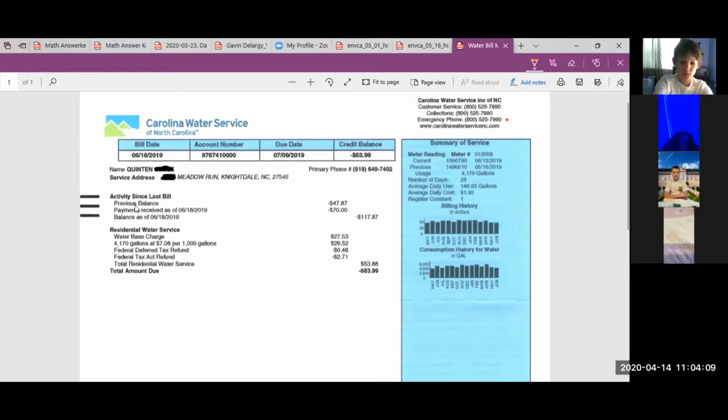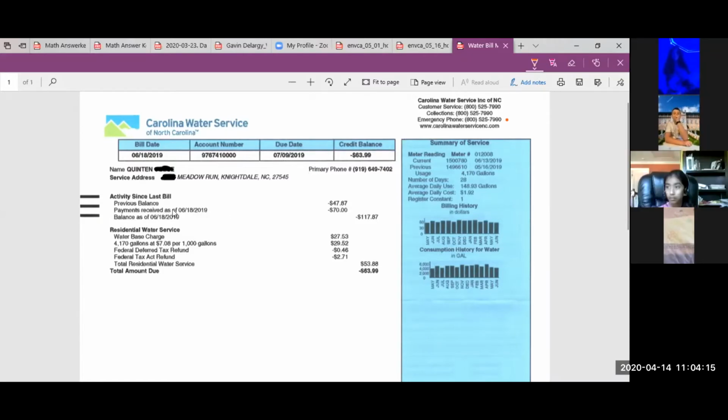how much did this previous bill cost? The previous bill cost the homeowner $47.87. Okay, the payments that the owner made, this is payments received on 6/18/2019, was $70. Okay, and the balance owed is, you see this little negative right here? That means that it's $117.87 that they have extra on their account. That is a credit. It's not a debit, it is a credit.